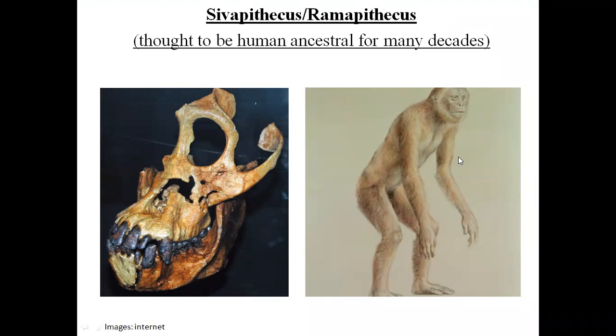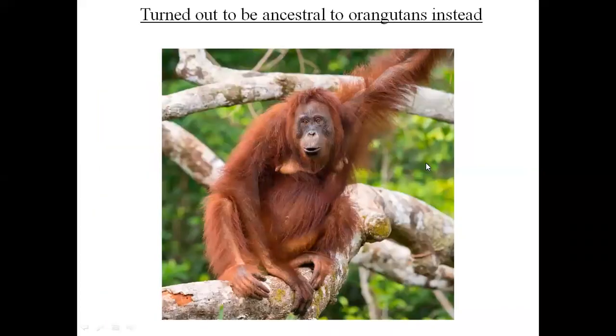But in the 1970s, we found out that it's actually ancestral to orangutans, not ancestral to humans. It was not bipedal, it was quadrupedal. It was arboreal, actually. So this shows how our concept of human evolution is changing.